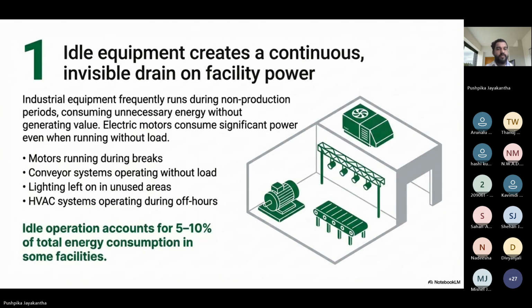So this one, switch off idle equipment. This is one of the most common sources of energy waste in industrial facilities. In many factories, motors, conveyors, compressors and lighting systems continue running during breaks, shift changes, sometimes maintenance periods. Even though the equipment is not producing any output, it still consumes electricity. When multiple machines remain idle throughout the day, this wasted energy can be significant.